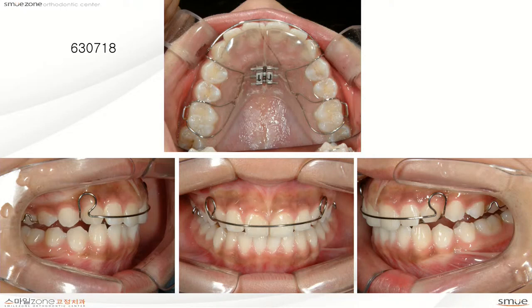Skeletal class 2 has a more Barbie doll-like appearance.